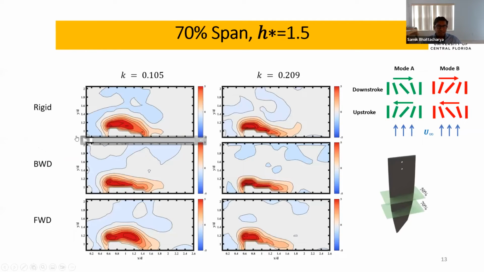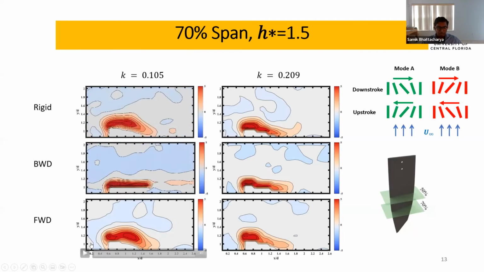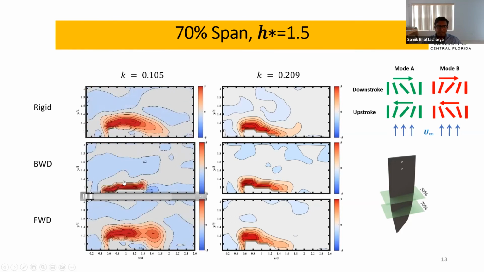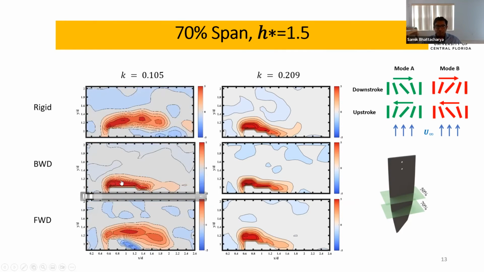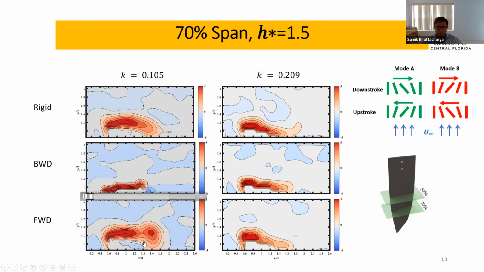And here is another example. So this is a rigid wing at 70% span, and then this one is performing a twisting maneuver. And the idea here is you can clearly see that when it twists away from the flow, the vortex remains attached. So you get a lift benefit for a longer amount of time.